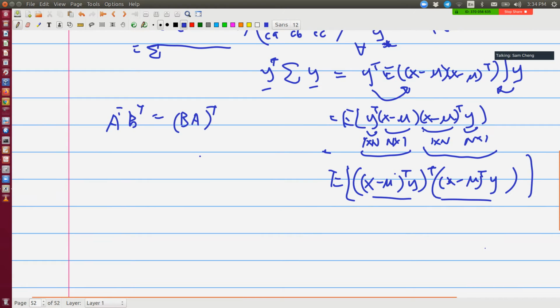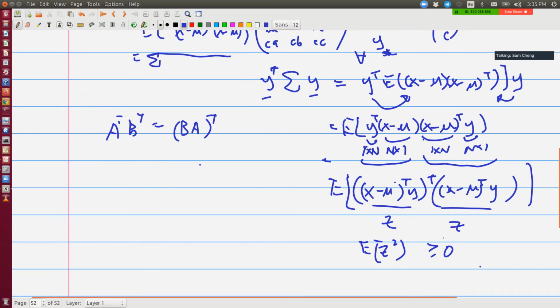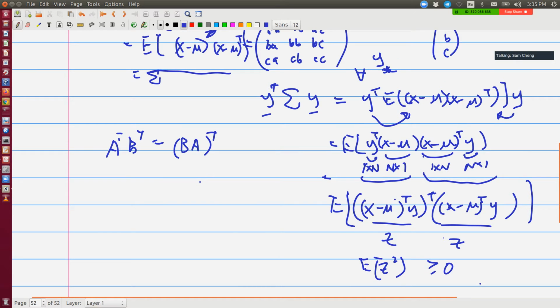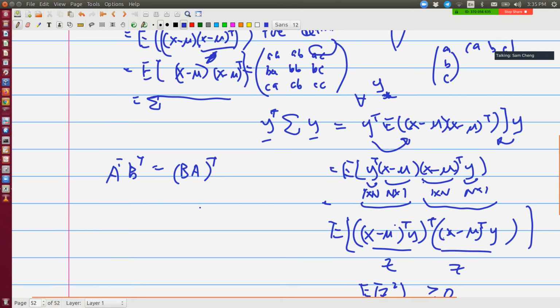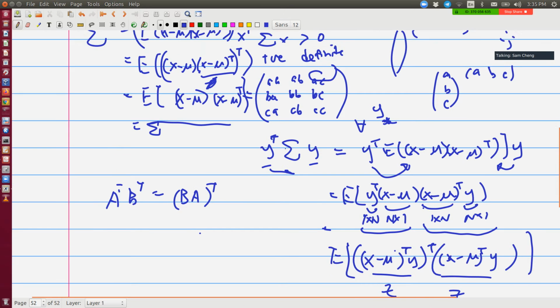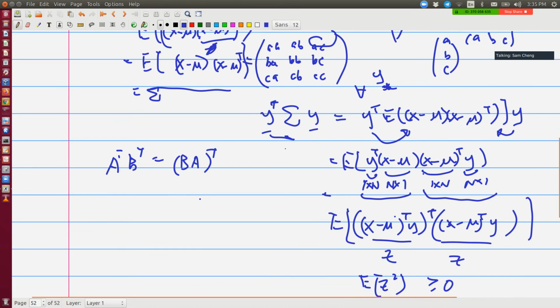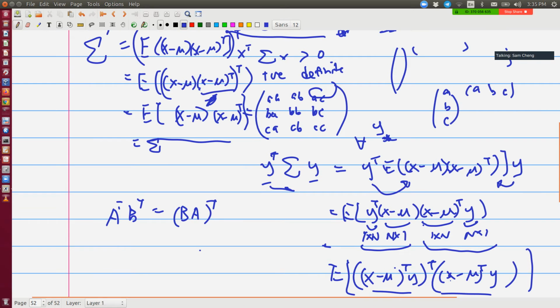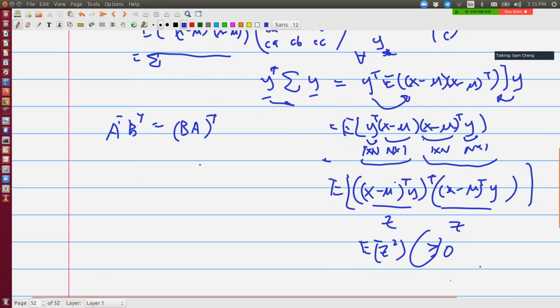So both of them are just a number. This is just a square. I can call this C, and I get that this is basically just the expectation of C squared. So therefore it will be bigger than or equal to 0. It's always bigger than or equal to 0. So this gives you that sigma is positive semi-definite. I cannot say for sure that this will be bigger than 0, but it will definitely be bigger than or equal to 0.